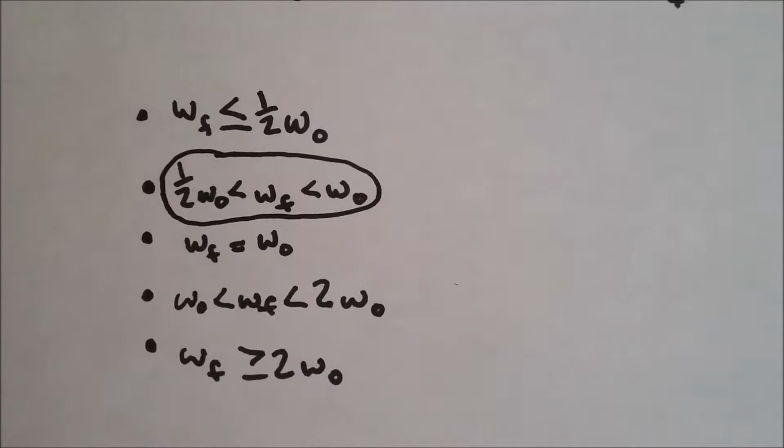Since the initial angular momentum is equal to the final angular momentum, the initial moment of inertia times the initial speed is equal to the final moment of inertia times the final speed. Lastly, if you solve for the final angular speed, you get that it equals the initial moment of inertia times the initial speed, all divided by the final moment of inertia.